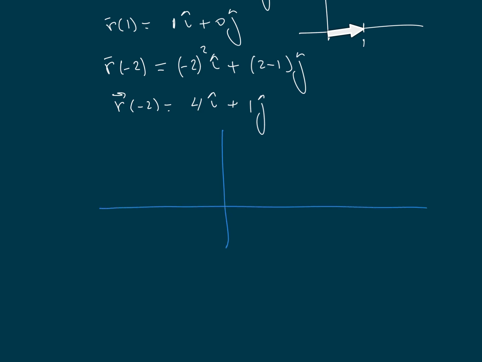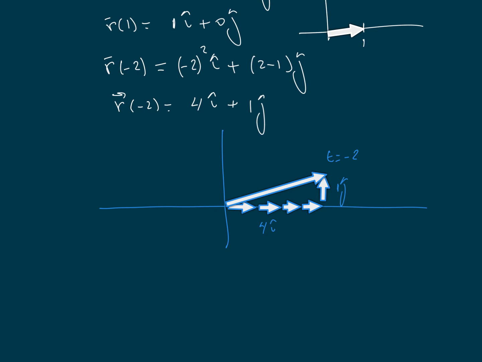So 4i, 1, 2, 3, and 4. 4i. And 1j. 1j will be something like this. So this is the vector 4i plus 1j. And what is the vector 4i plus 1j? Is this vector. And this is happening when t equals minus 2.